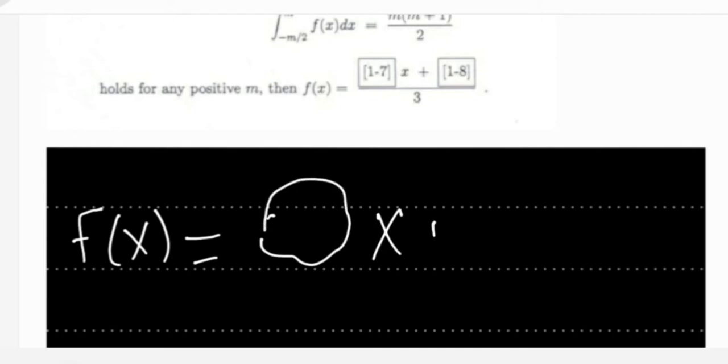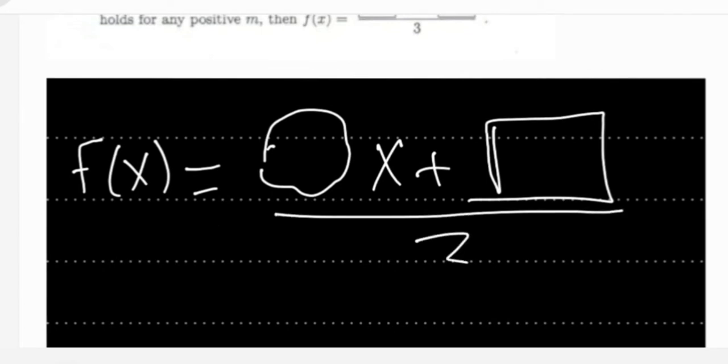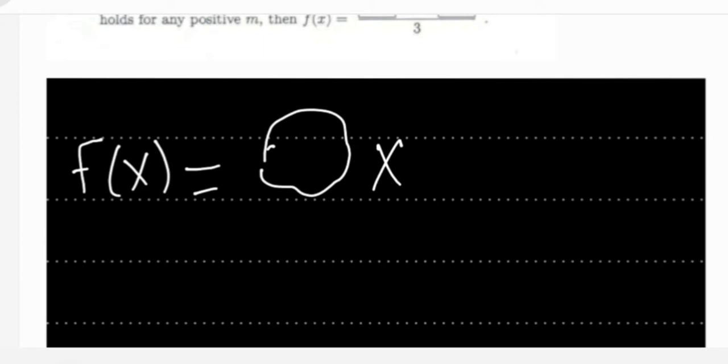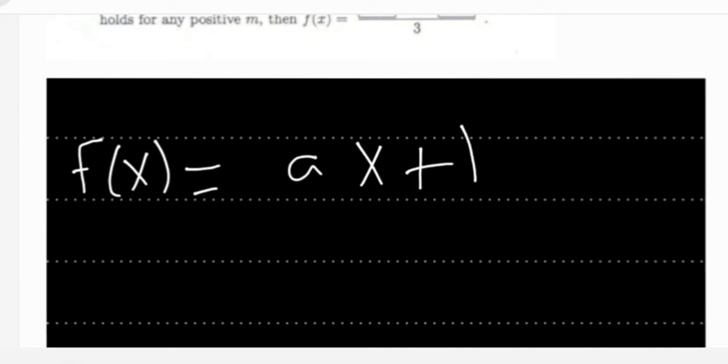Look, he is asking you for 1, 7, like 1 comma 7. He is telling us that f of x is equal to something multiplied by x plus something divided by 3. So I'm going to call this something a and this something b. So f of x is (a x plus b) divided by 3.